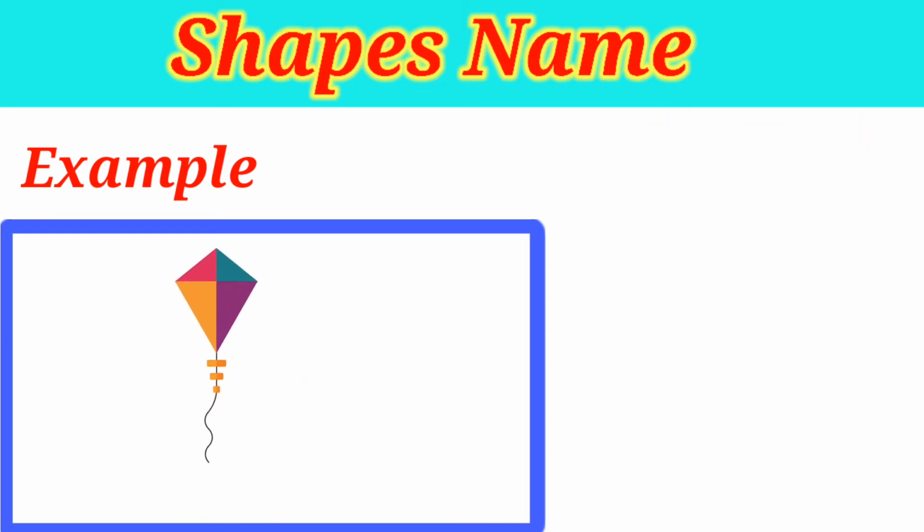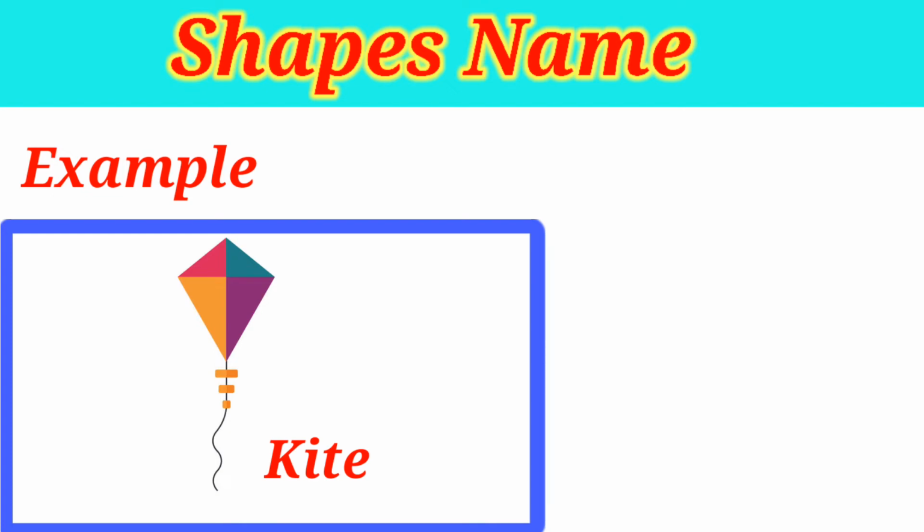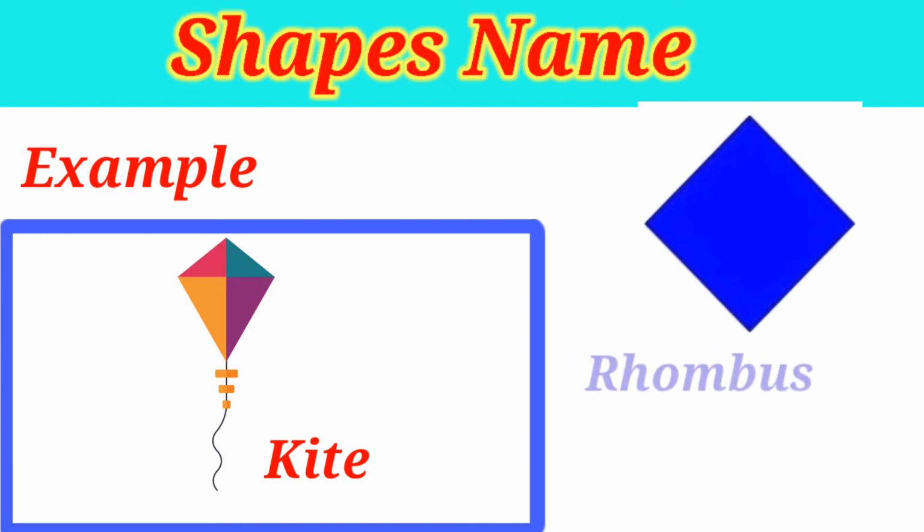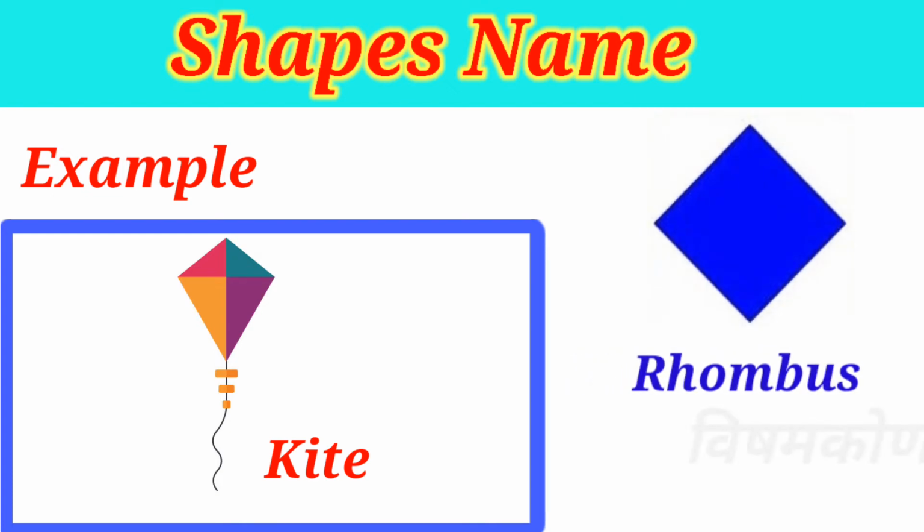What is this बच्चों? This is a kite. The shape of the kite is rhombus. जिसको हम हिंदी में बोलते हैं विषमकोण.